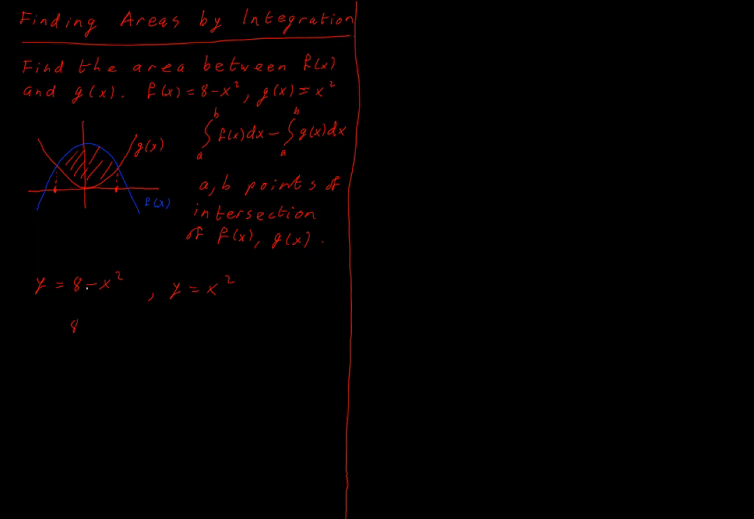This y equals our two functions: y equals 8 minus x squared, y equals x squared. Set them equal to each other. And then we are trying to solve this equation here. So now we're trying to solve this equation, so we want to get the x squareds by themselves.